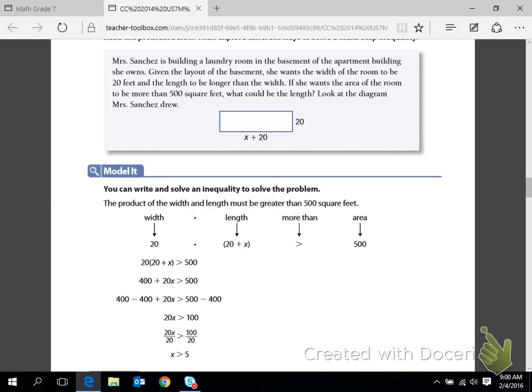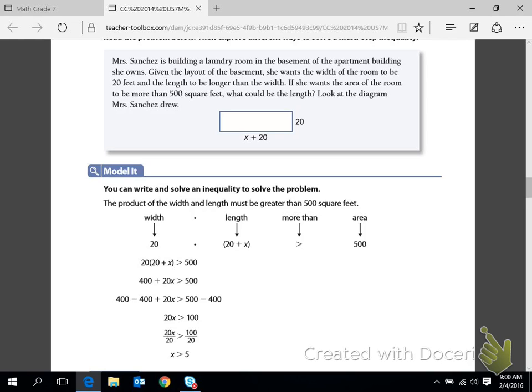Okay, in our next problem, we are now looking at setting up a multi-step inequality. So we know that if it's a multi-step inequality, it's going to contain more than just two steps in order to be solved. So let's start by reading the problem. Mrs. Sanchez is building a laundry room in the basement of the apartment building she owns. Given the layout of the basement, she wants the width of the room to be 20 feet and the length to be longer than the width. If she wants the area of the room to be more than 500 square feet, what could be the length?